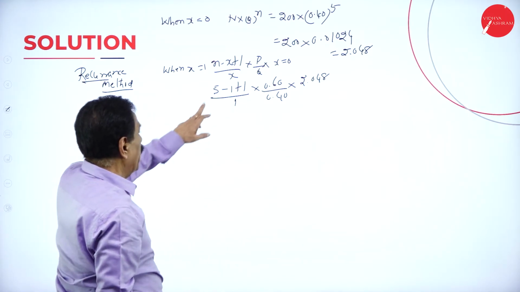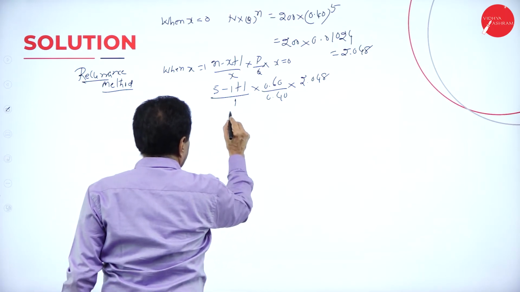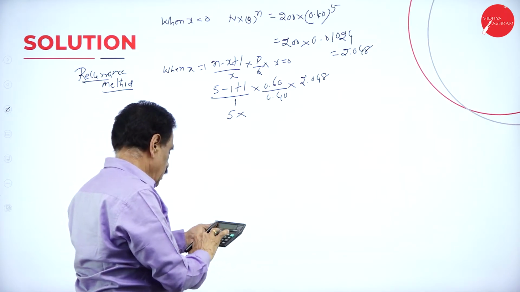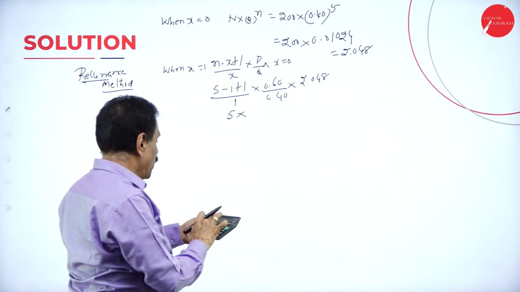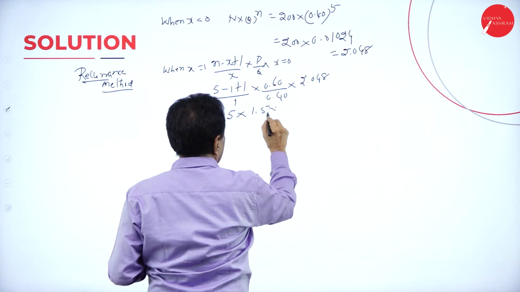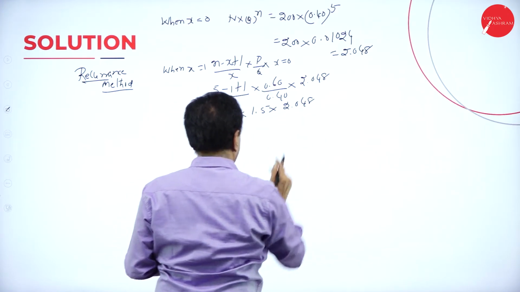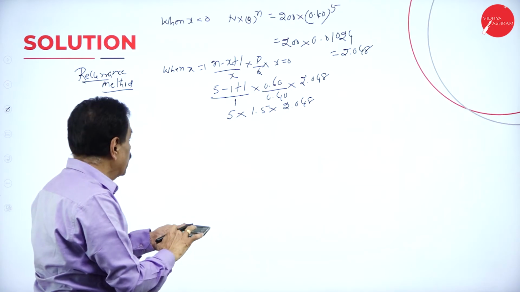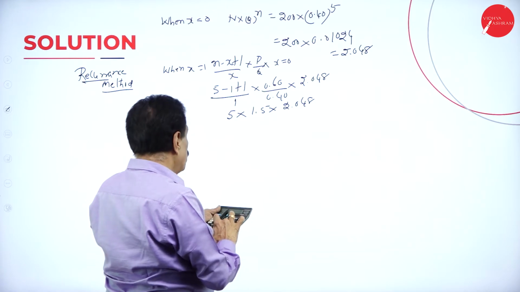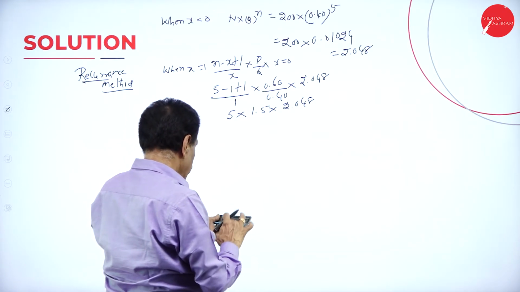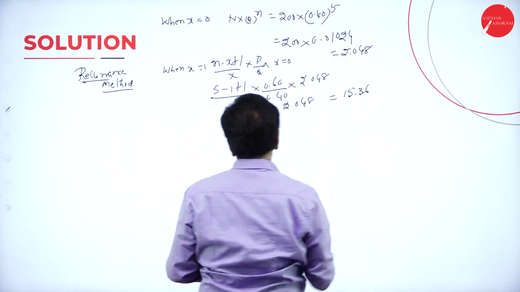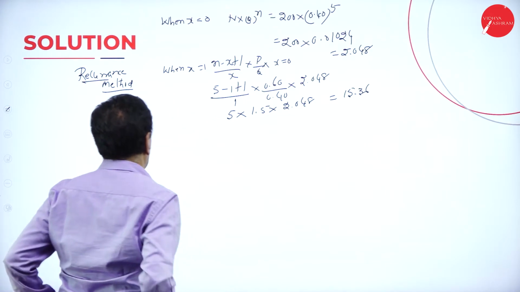So 5 minus 1 is 4, plus 1 is 5. 0.60 divided by 0.40 is 1.5, into 2.048. This is 5 into 1.5 into 2.048, which is 15.36. Say 15. So this is when x is equal to 1.